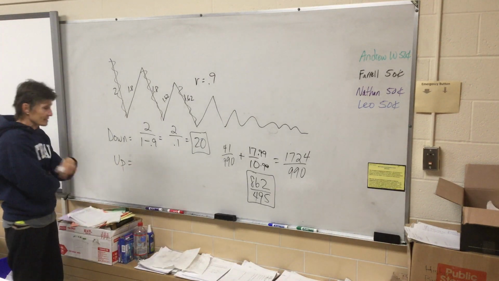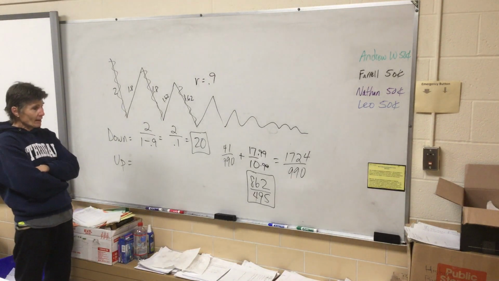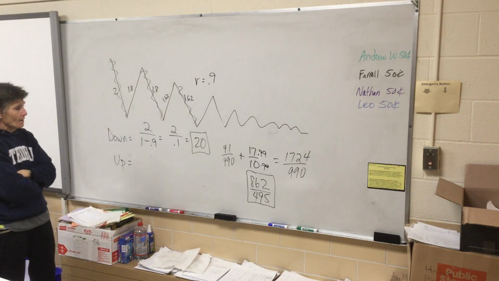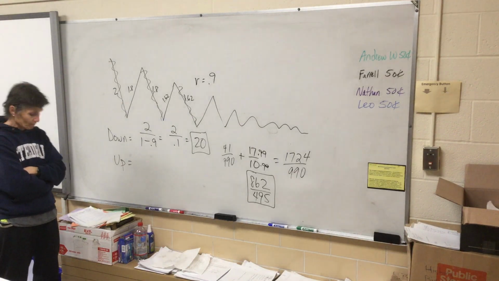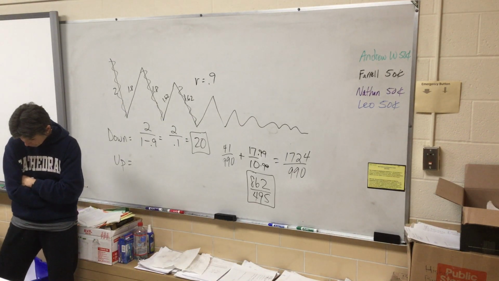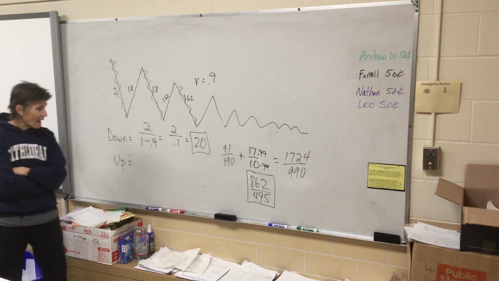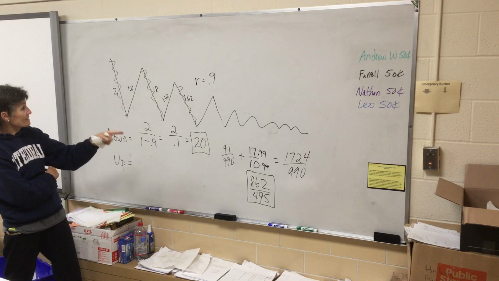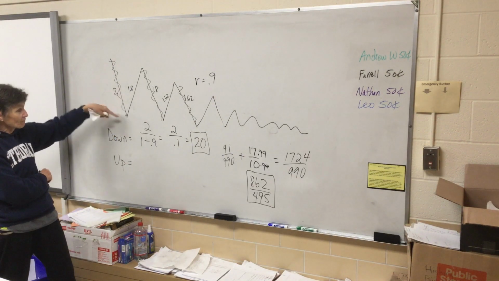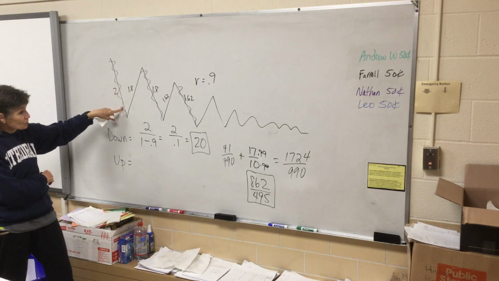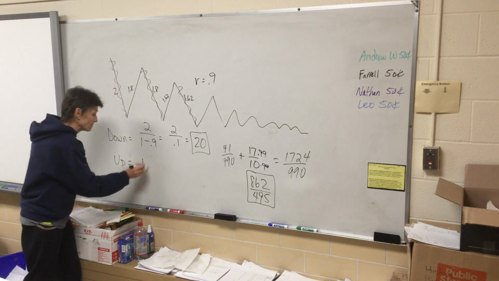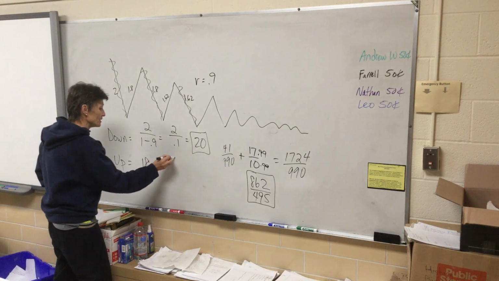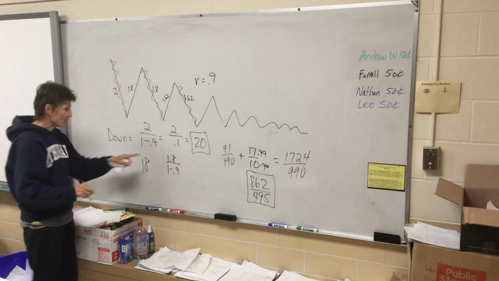Tell me about the ups. How would I figure out what the ups add up to? All the downs add up to 20. What do the ups add up to? Would it be 1.8 over 1 minus 0.9? You absolutely can do that, or you can recognize that the downs and the ups are the same except for this. So if the downs are 20, don't the ups have to be 18? Which is exactly what you'd get if you did 1.8 over 1 minus 0.9. That will give you 18.